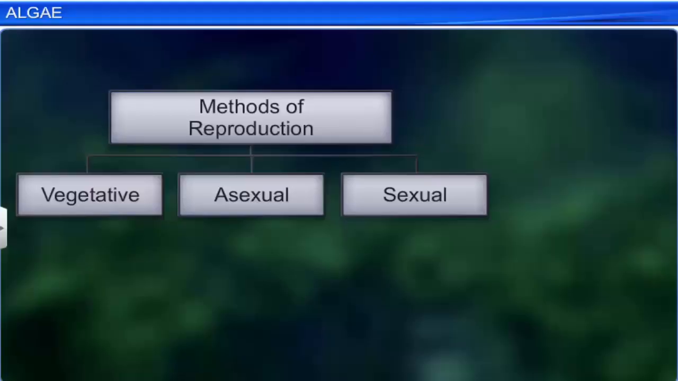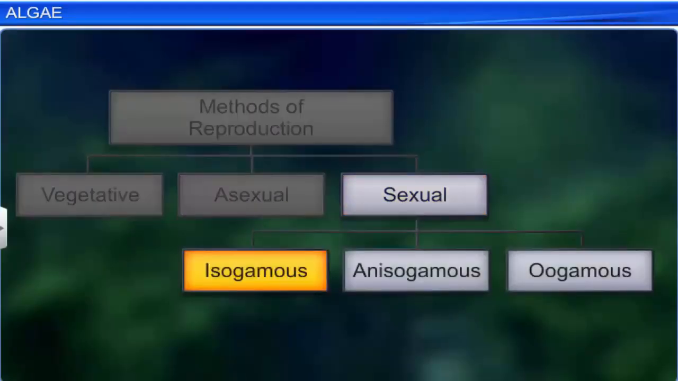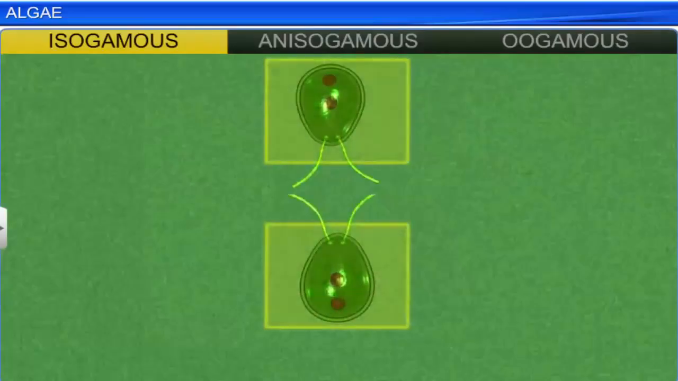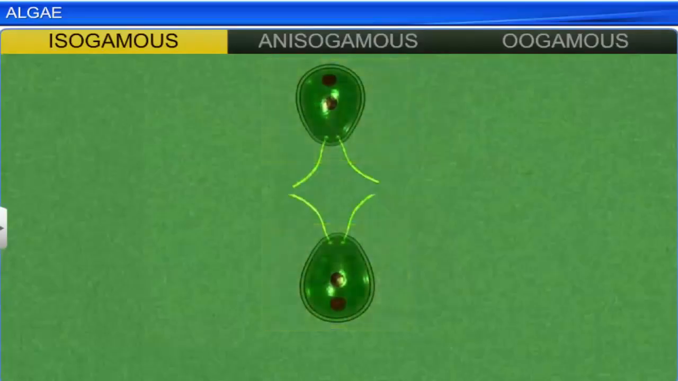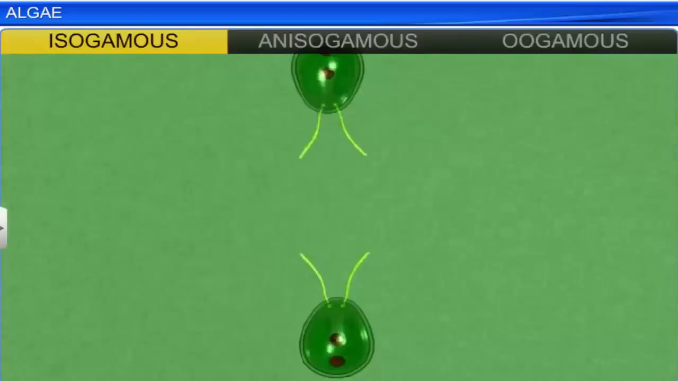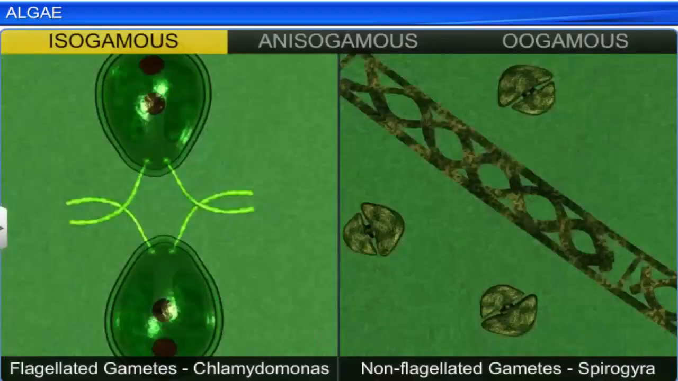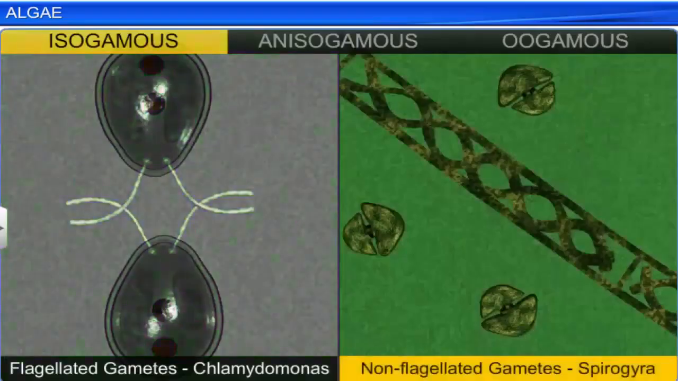Based on the size of the gametes, sexual reproduction can be further divided into isogamous, anisogamous, and oogamous reproduction. When the fusion is between two gametes of similar size, the reproduction is called isogamous. The gametes in this case can be flagellated, as in Chlamydomonas, or non-flagellated, as in Spirogyra.